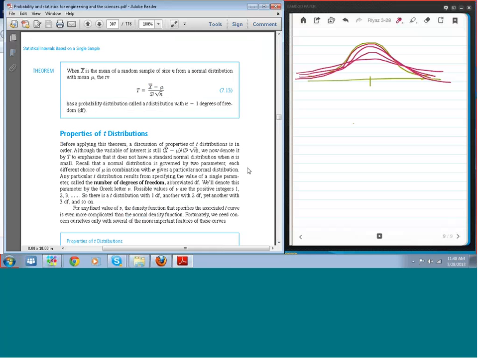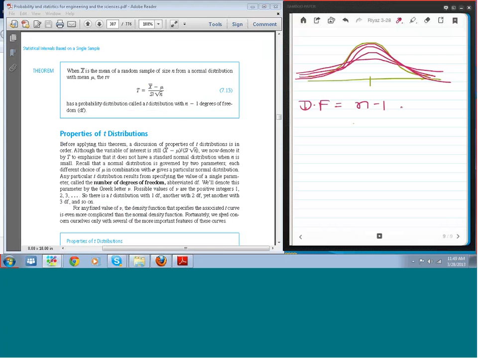Degrees of freedom is something you're going to use for the T distribution, the chi-square distribution, ANOVA, regression, and many different things. So this is the beginning of that. In Z, you didn't have to worry about that. The degrees of freedom is always n minus 1.